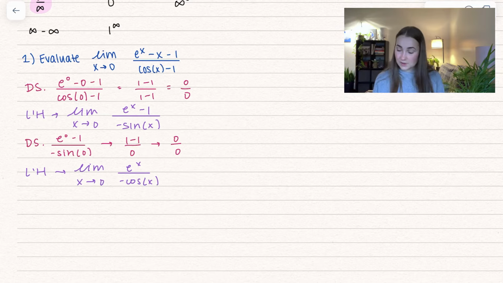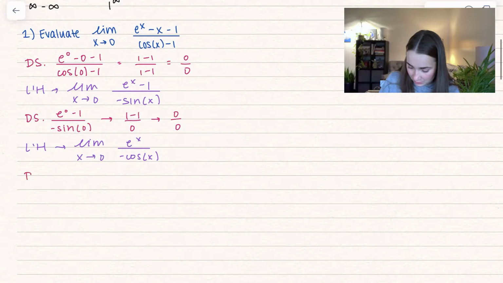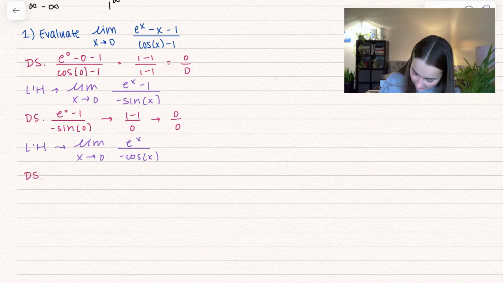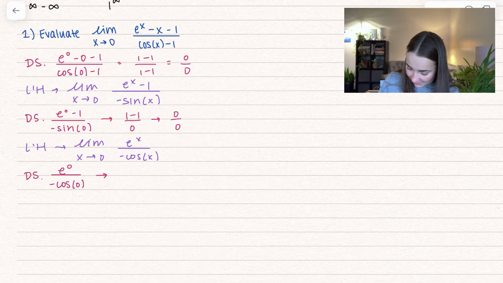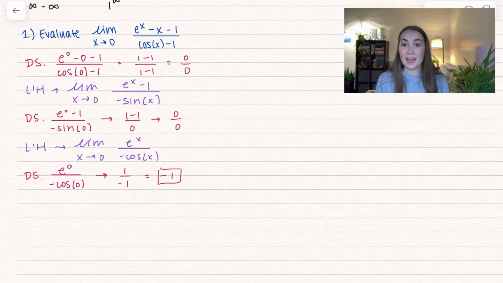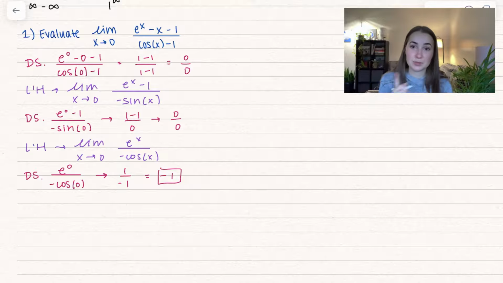Okay, we checked to see if we can simplify it. We can't simplify it in this case, so let's try direct substitution again. So here we get e to the 0 divided by negative cosine of 0. And if you can tell, this is going to work out nicely. This is 1 divided by negative 1, which is just equal to negative 1. And so that is what our limit is equal to. So notice here, it is okay to do L'Hopital's multiple times. You just have to be careful of loops because sometimes it's never going to simplify nicely and we have to try something else.